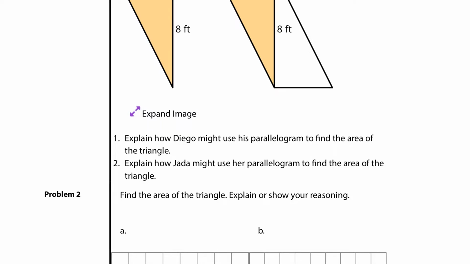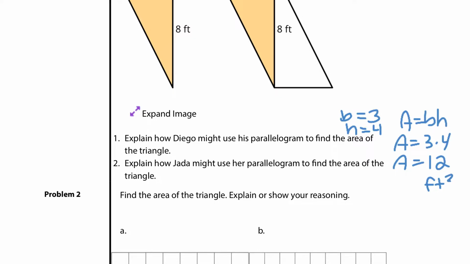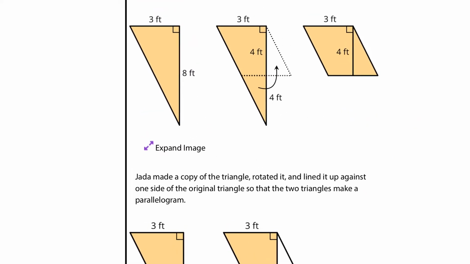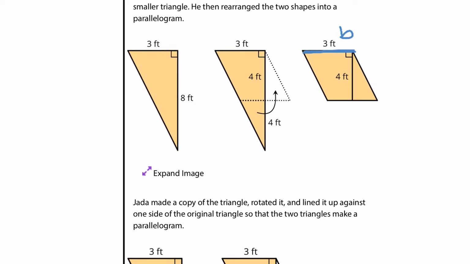1. Explain how Diego might use his parallelogram to find the area of the triangle. And in 2, explain how Jada might use her parallelogram to find the area of the triangle. Well, since Diego just decomposed and then created a parallelogram, he could simply, with a base of 3 and a height of 4, take the area equals base times height, do 3 times 4, and get 12 square feet. He took the triangle, made a parallelogram out of it, and that works.